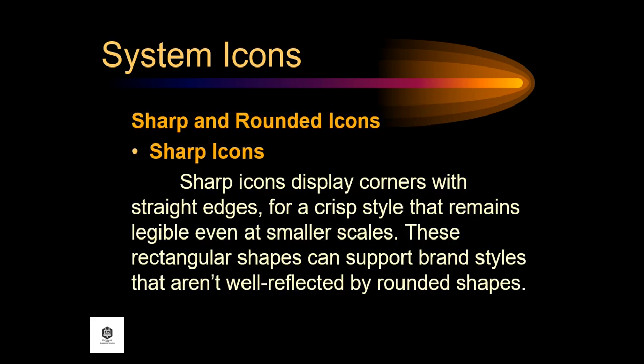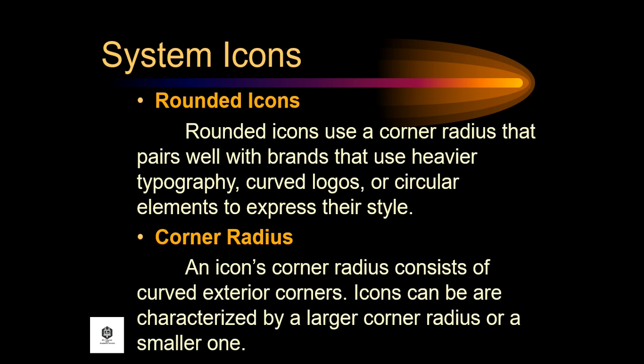Talking about sharp and rounded icons. First, sharp icons. Sharp icons display corners with straight edges for a crisp style that remains legible even at smaller scales. These rectangular shapes can support brand styles that aren't well reflected by rounded shapes. Rounded icons use a corner radius that pairs well with brands that use heavier typography, curved logos, or circular elements to express their style. An icon's corner radius consists of curved exterior corners. Icons can be characterized by a larger corner radius or a smaller one.